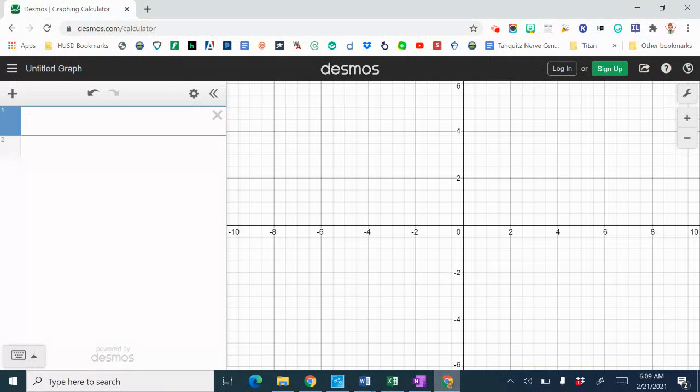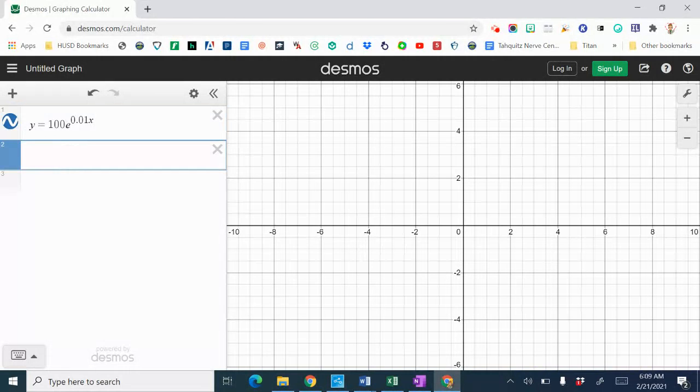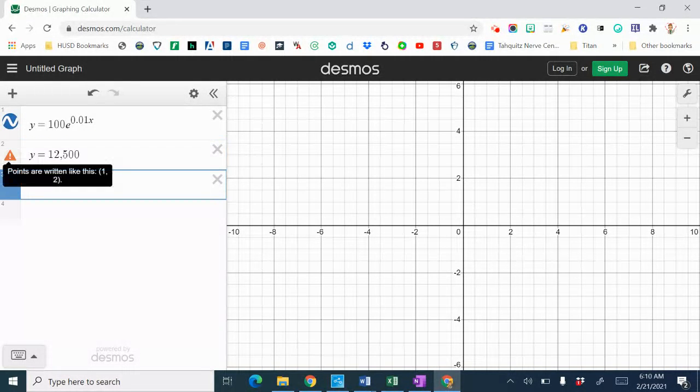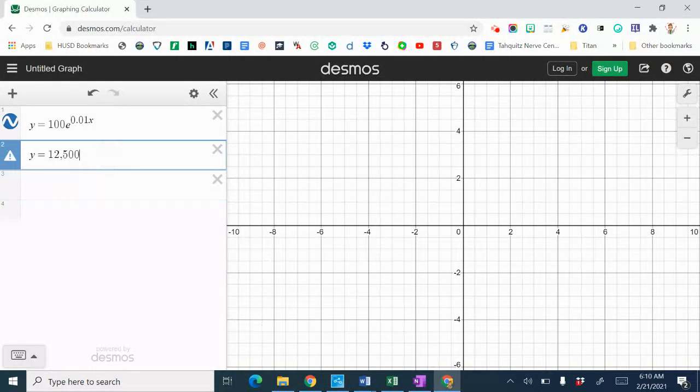So I'm going to go to Desmos, and you can use f equals, or y equals, it doesn't matter. So it was 100e, and again, I hold shift 6 to the 0.01x. And you'll notice I'm not seeing anything, so we're going to find it here in a minute. And then we're going to have y equals 12,500. And again, I am not seeing that anywhere. Oh, it doesn't like the comma in there, so take the comma out. There we go.